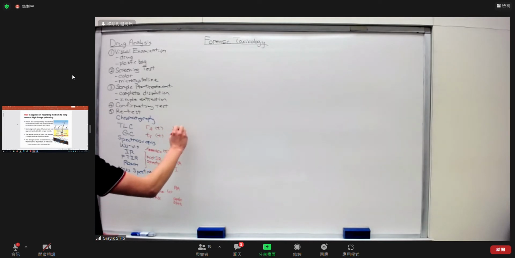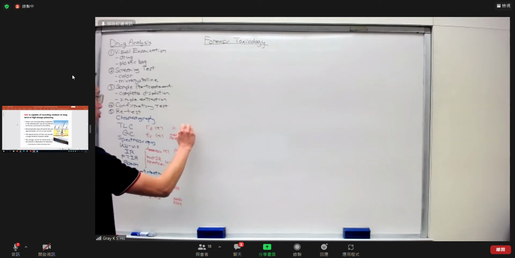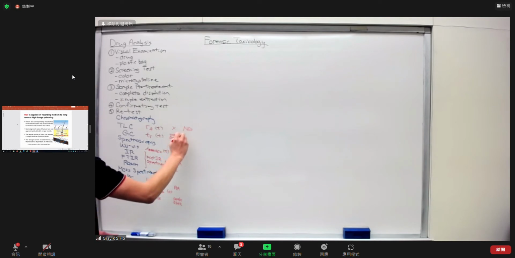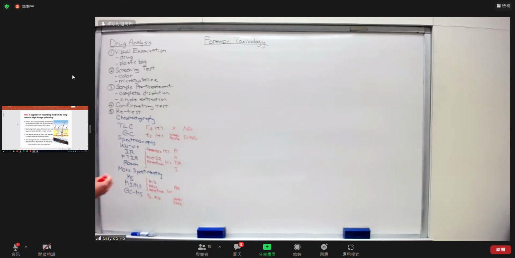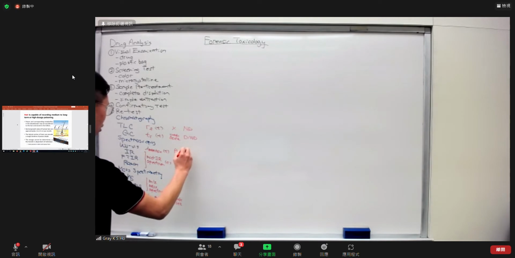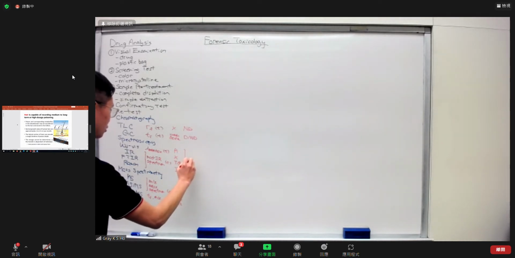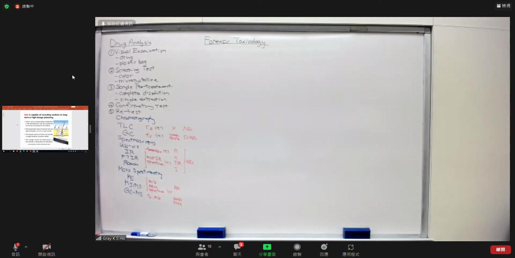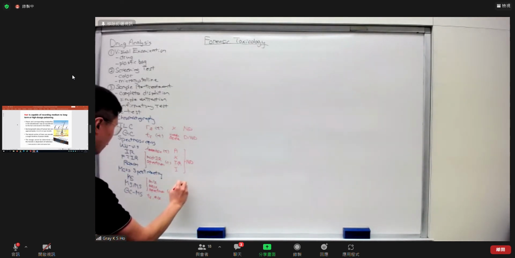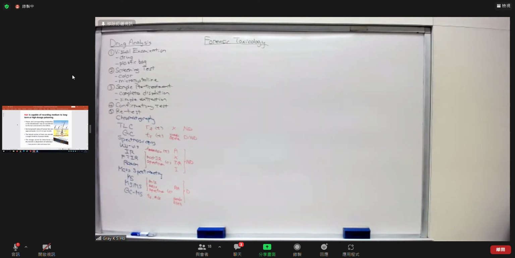So at last, TLC is non-destructive in nature. And for GC, it depends on what kind of detector you are using. For example, if you are using the FID, then that will be destructive. If you are using the TCD, then that will be non-destructive in nature. All the spectroscopic techniques are non-destructive in nature, so that you can get the sample back for the retest. For the mass spec, they are destructive in nature. Whatever you send in will be strongly ionized and fragmented, so everything will be burned.